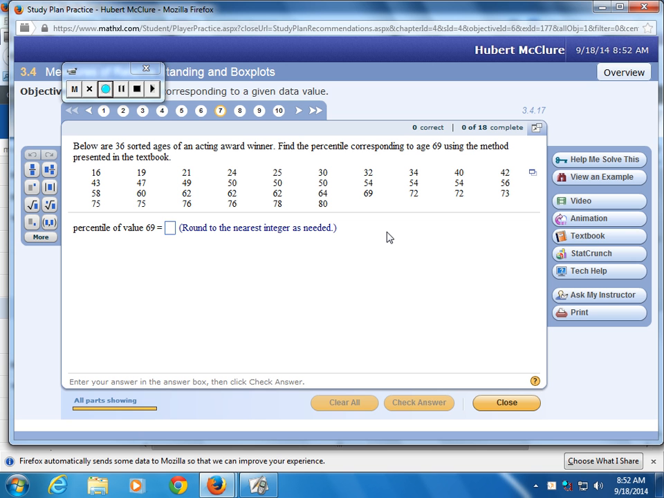They're already in order. Read from left to right. I like reading in rows. Hold on. Yeah, there it is. Sorry. 16, 19, 21, 24, 25, and so on.